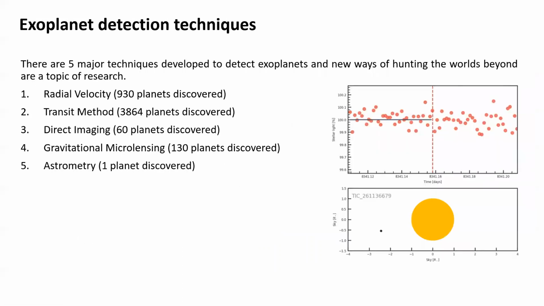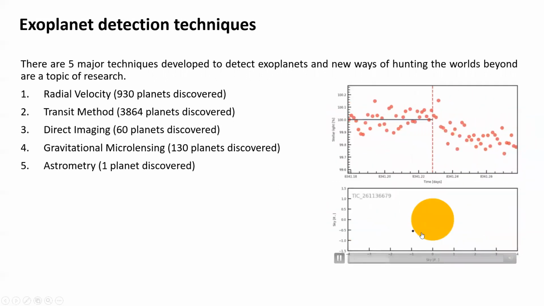Coming to exoplanet detection techniques, there are five major techniques developed to detect them, and the new ways of hunting the worlds beyond are a topic of research, and we are finding new planets with some new techniques as well. The five techniques used are radial velocity, transit method, direct imaging, gravitational microlensing, and astrometry. Out of all these five, most planets have been discovered with the help of the transit method because of its ease of access. Here is an example of a planet transit method.